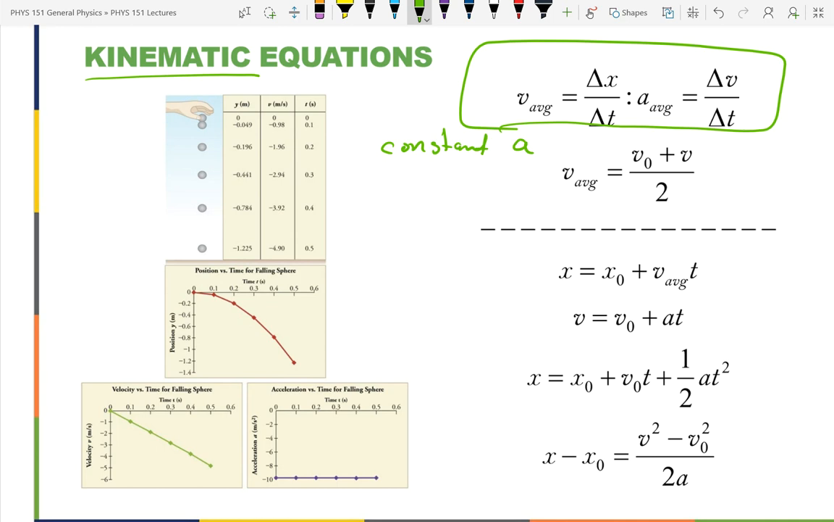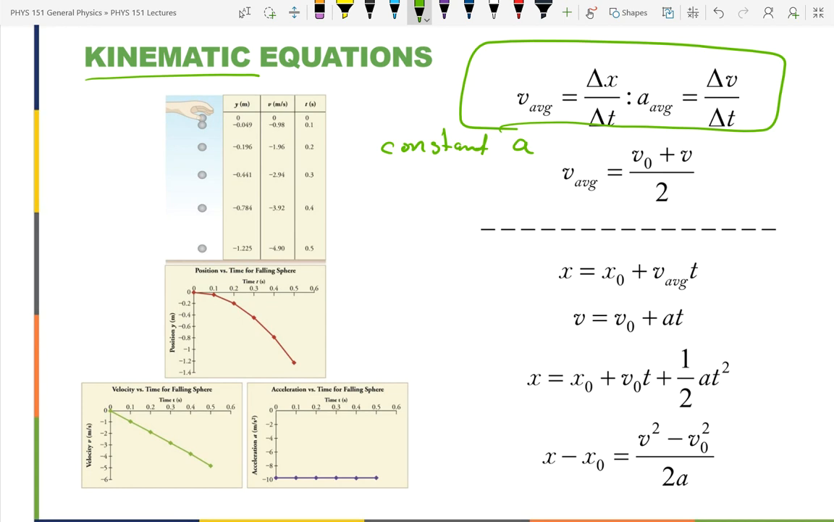You'll have jerks in your life. But people in physics 151, no jerk. Constant acceleration. And so we'll take off the A average for physics 151 and just say acceleration is change in velocity over change in time, or change in speed over change in time if you're working in one dimension.